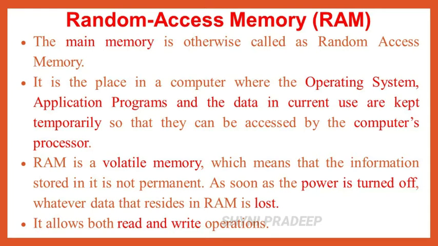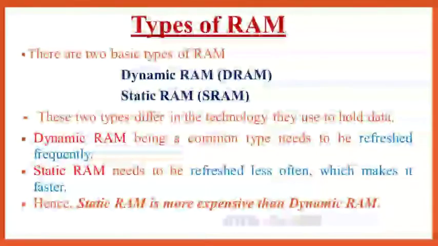RAM is volatile memory, which means the information stored in it is not permanent. As soon as the power is turned off, whatever data is inside the RAM is lost. So when you turn off your computer, the data available in the RAM will be lost because this is temporary memory. Okay. And next let us see about types of RAM.